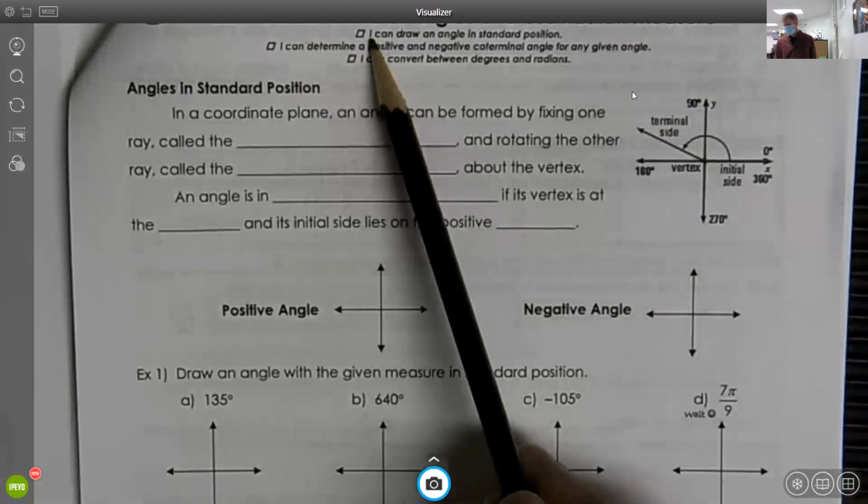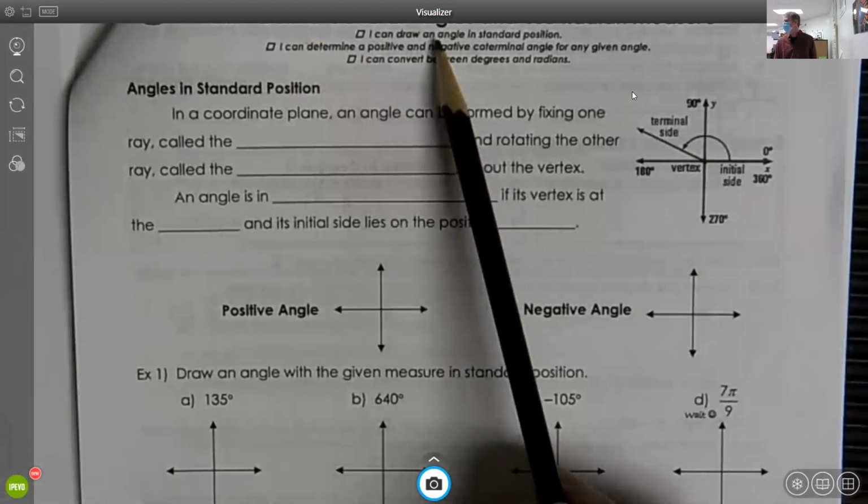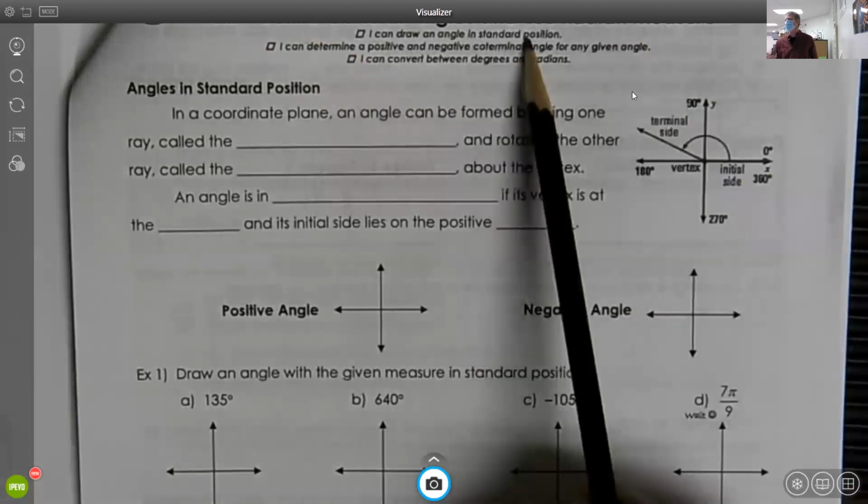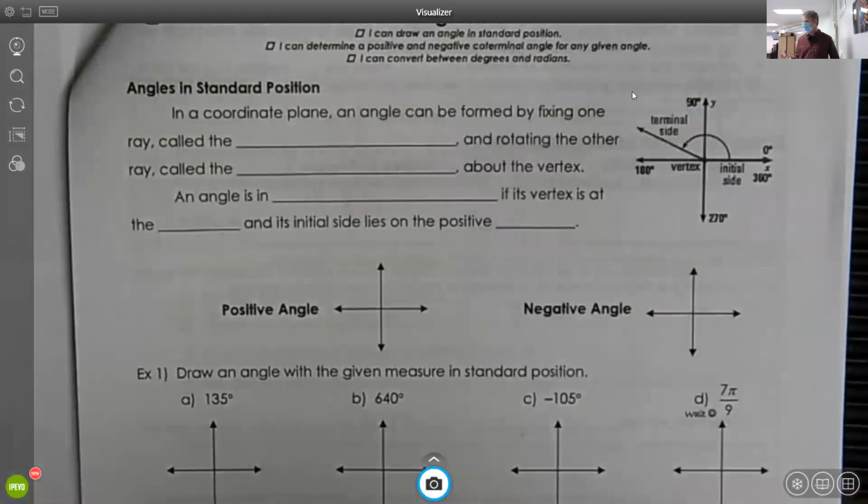Our I can statements are to be able to draw an angle in standard position. You're used to drawing a polygon in standard position. That'd be a vertex at the origin and a side along the x-axis. Then you had your other points along the, typically the first quadrant. Well, we're going to do an angle with very much the same characteristics.